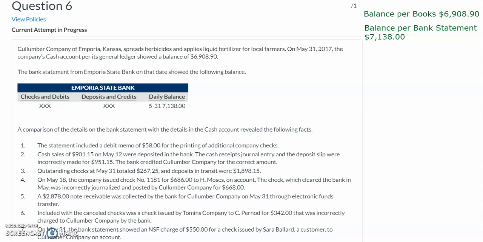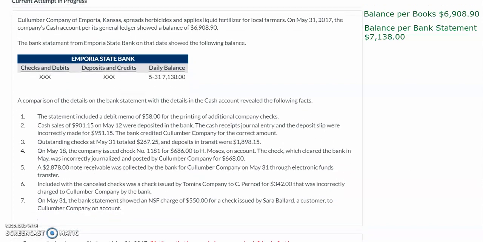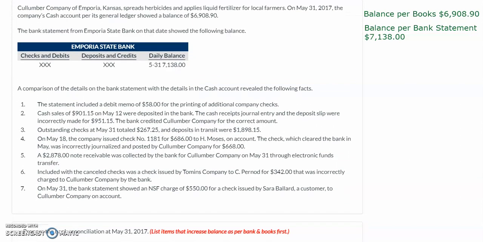Hello Accounting 101 students. In this video, we are going to go over the end of chapter 7, practice question number 6. And in this problem, we're going to be preparing a bank reconciliation along with the adjusting entries for that bank reconciliation. So in this problem, we're given the balance from the general ledger.